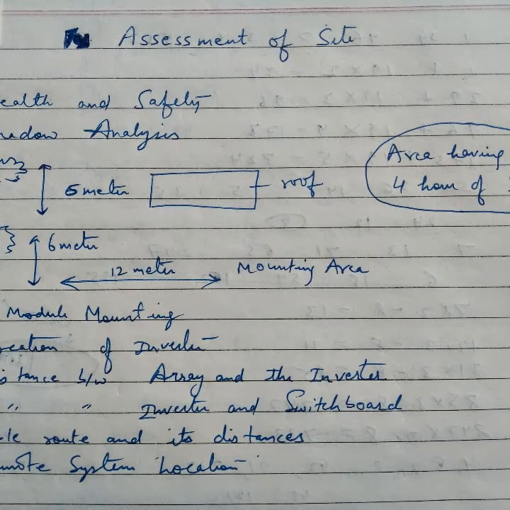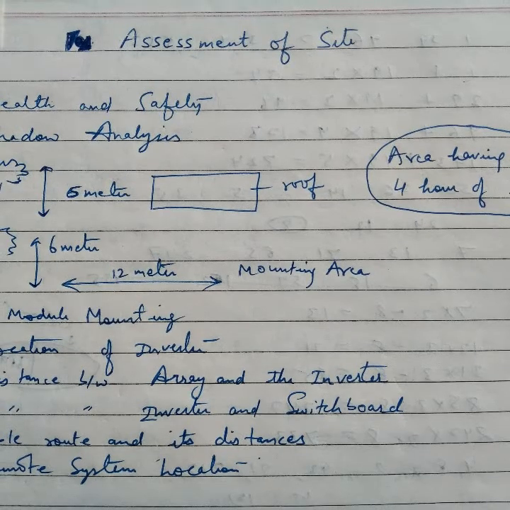Then the mounting area you have to select. Otherwise shadow will come. And 4 hours of sunshine is the minimum. Then PV module mounting, location of inverter, distance between array and inverter and switchboard, cable route and its distance, and remote system location if any present.